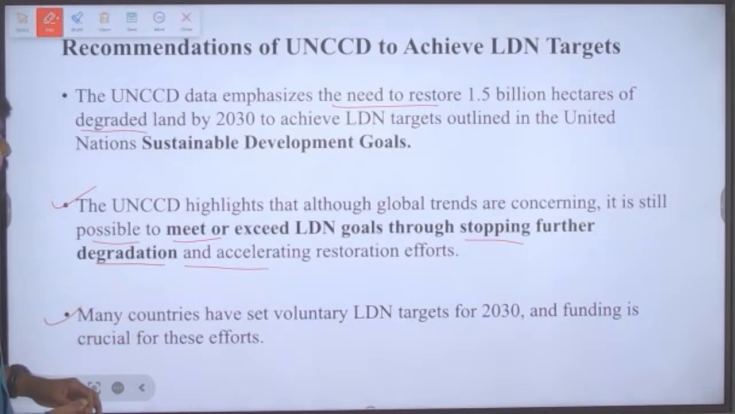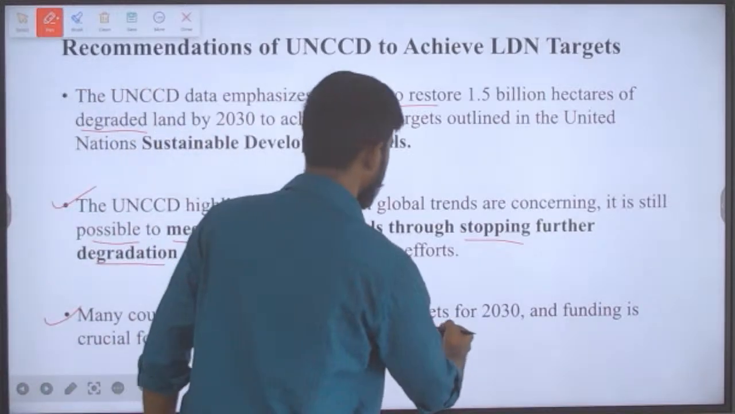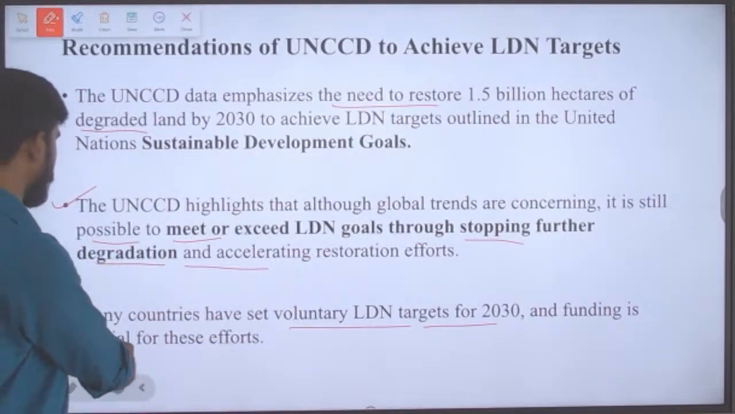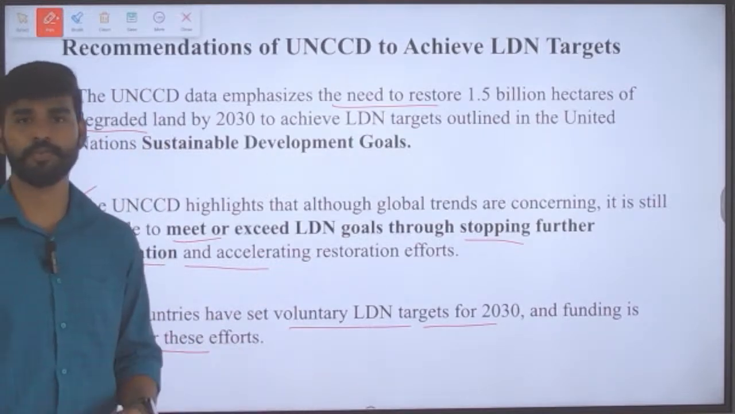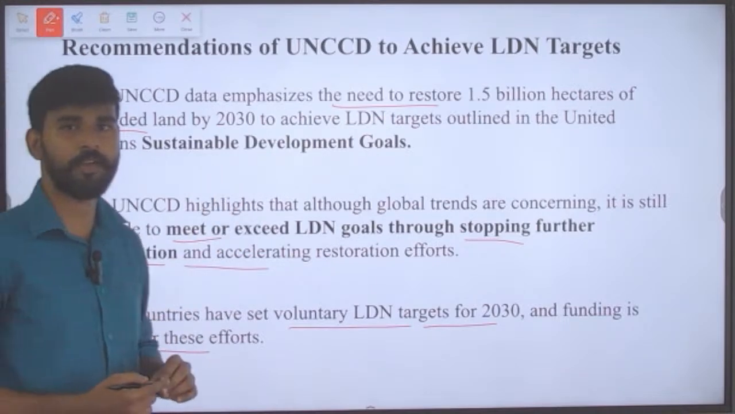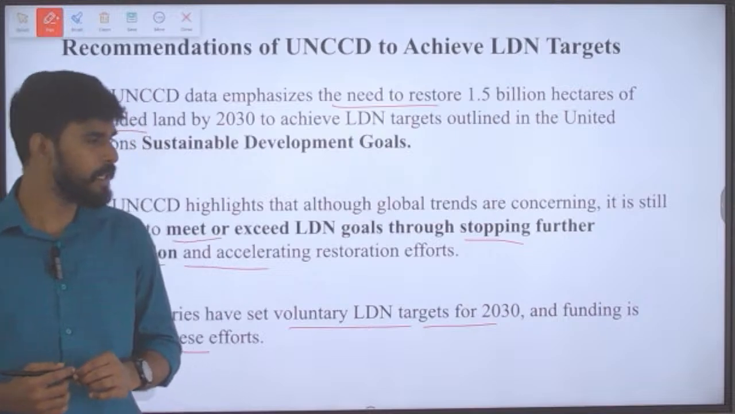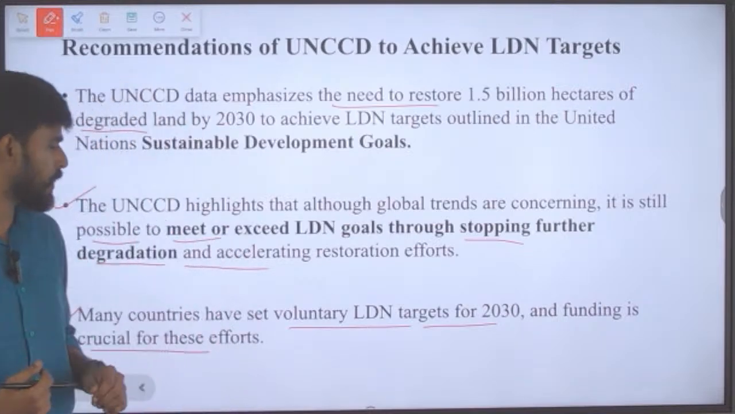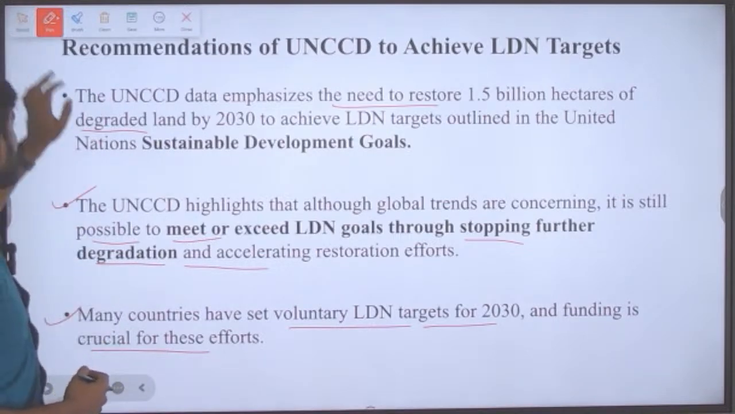Next is, many countries have set voluntary LDN targets, that is neutrality targets, for 2030, and funding here is very crucial to take many efforts. So these are all the recommendations given by this particular data dashboard. Okay, so this is what we need to understand from this particular news article. Let us move to the next one now.